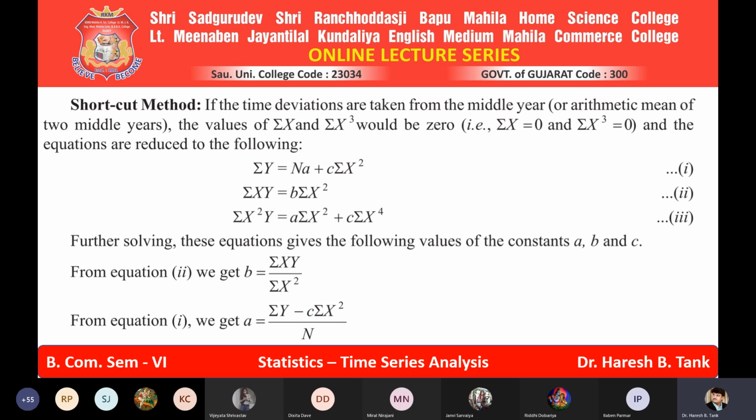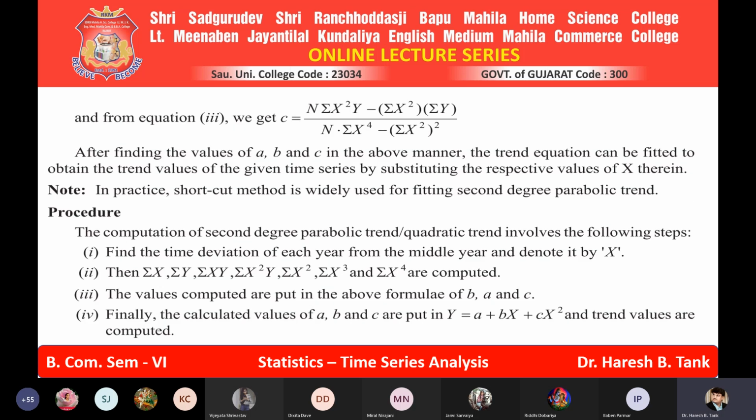From the second equation itself, you can observe that b remains the same: summation of xy upon summation of x squared. Once you get this value of b, from equation 1 you can get the value of a as summation of y minus c times summation x square, upon n. And from the third equation, you may get c as n times summation x square y minus summation of x square multiplied by summation of y, upon n times summation of x raised to 4 minus summation of x square whole square.